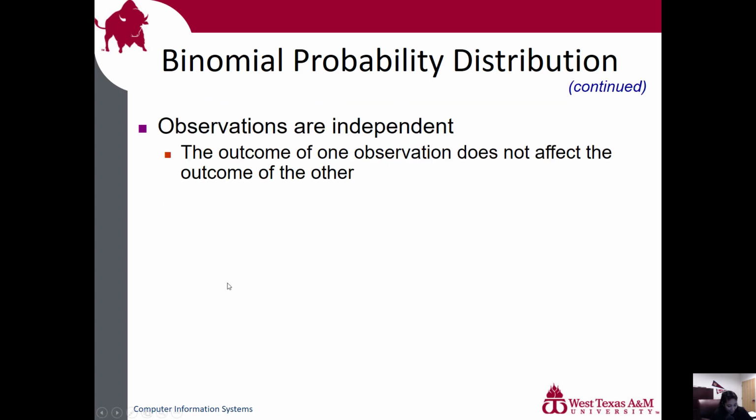And then the last characteristic of a binomial probability distribution would be that observations are independent. So that means that the outcome of one observation does not affect the outcome of the other. For example, just because I got a tails on the first toss does not increase the probability I'm going to get a tails on the next one. So they are completely independent. They do not affect one another.